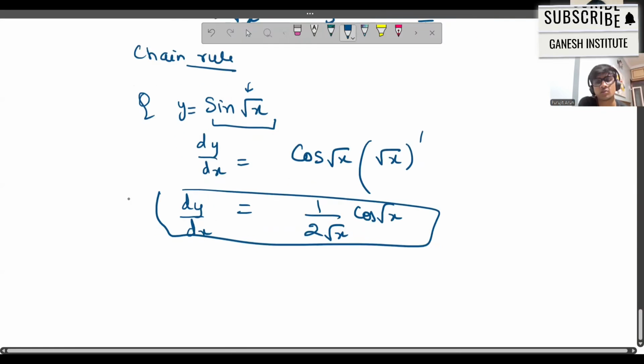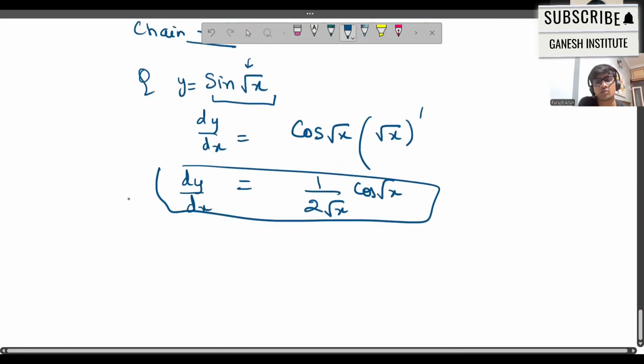Now, do you know about increasing and decreasing function? Because that will be required in optimization. How can we check using differentiation whether a particular function is increasing or decreasing?